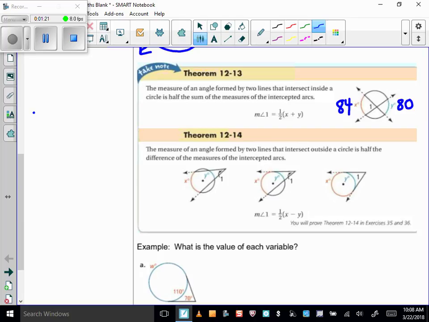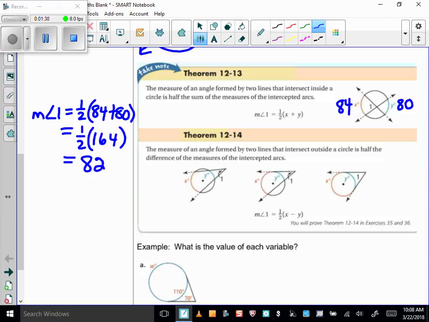So what we know is, because of that theorem, that the measure of angle 1 is 1/2 the sum of those arc measures, 84 plus 80. So that's going to be 1/2 of 164. So the measure of angle 1 would be 82 degrees there. And of course that would also be the measure of this angle here. Why? Because they're vertical angles, and vertical angles are congruent.